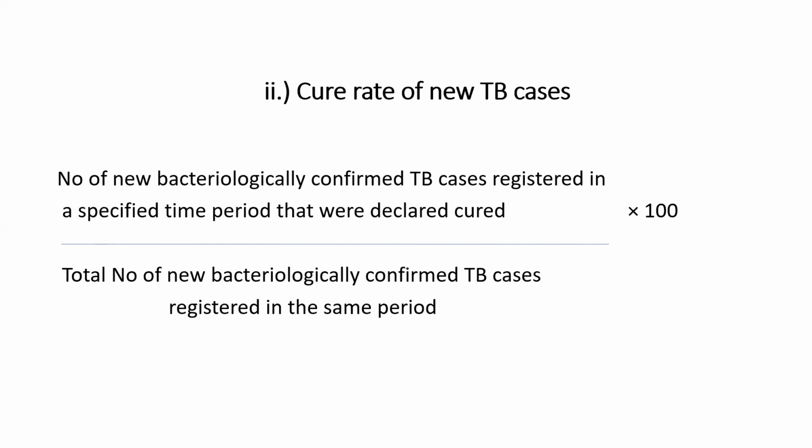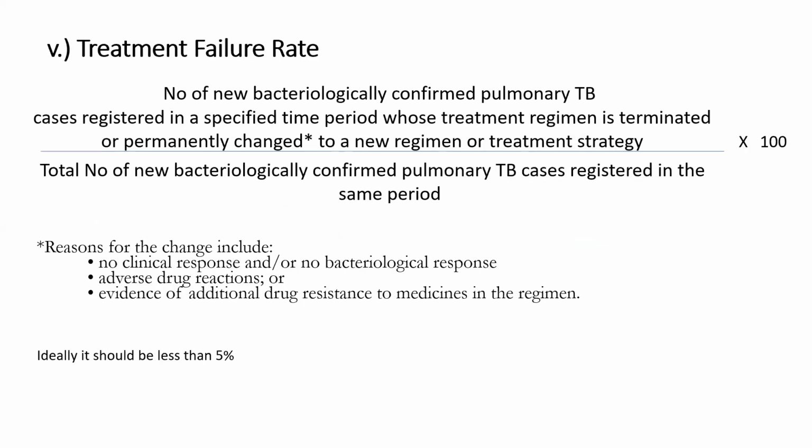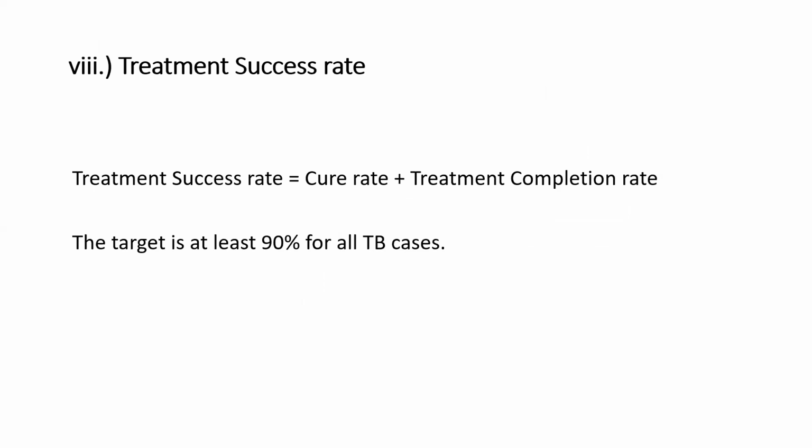New bacteriologically confirmed TB cases registered in a specific time period that were declared cured. And the cure rate for bacteriologically confirmed cases is calculated separately. New TB cases and relapse cases would have to be done separately, wouldn't they?